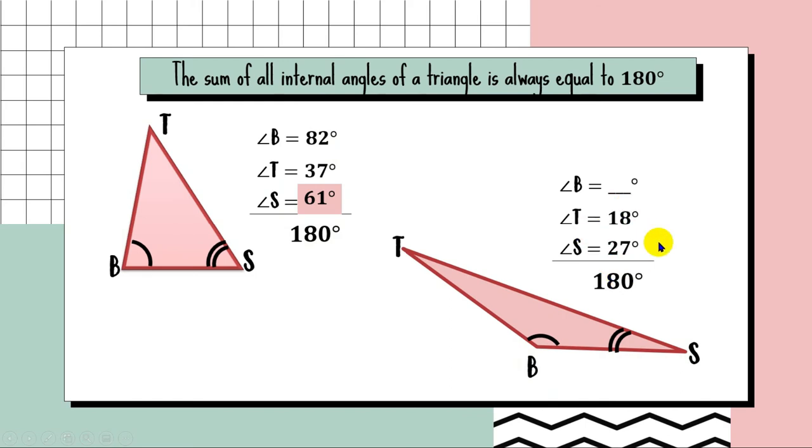And at the same time, meron tayong given na measurement for angle T at for angle S. So what we're going to do is to add this, 18 plus 27, that is 45, subtract it from 180, the answer is 135. So si angle B is 135 degrees only. Okay, let's have another example.